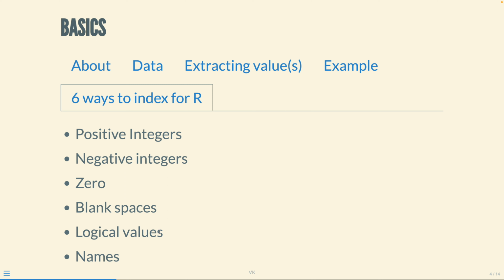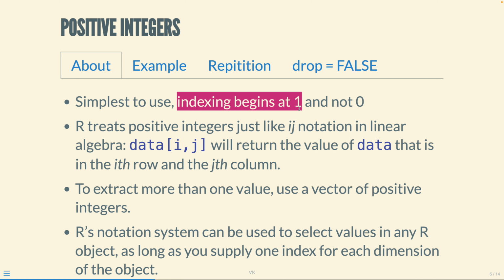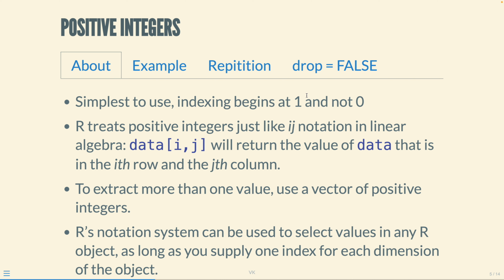Then we're going to talk about how to use logical values as well as names of columns. Okay, so let's move on and talk about positive integers. This is the simplest to use. And the one thing to remember is that in R, indexing begins at 1. So if you have been using other types of programs, that's fine. In some of the other programming languages, indexing begins at 0, but not in R. So that's important to remember, and probably a very important point when you're extracting data.